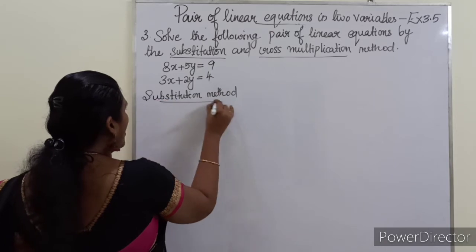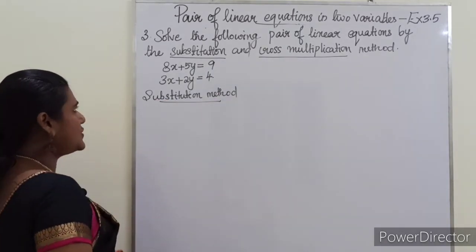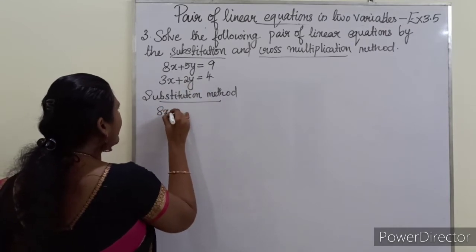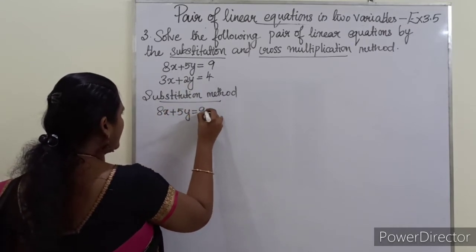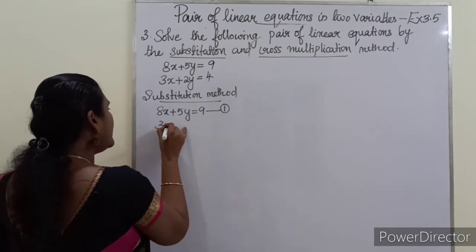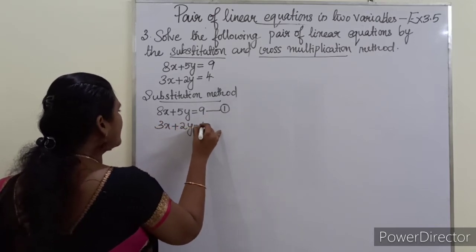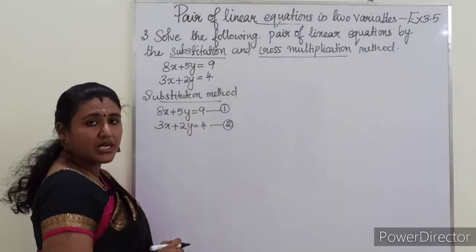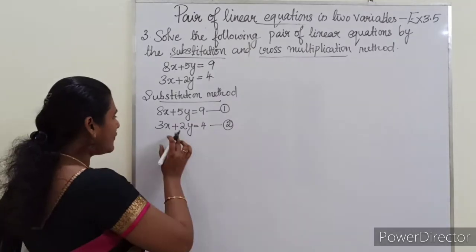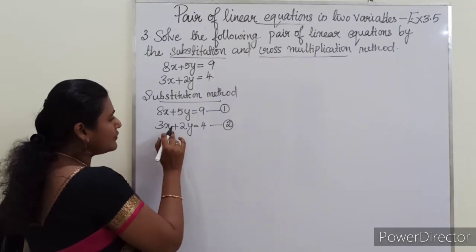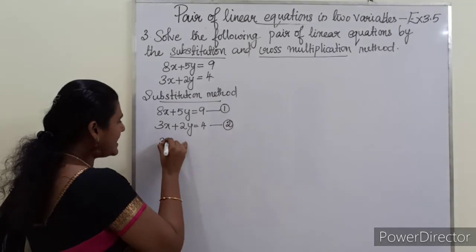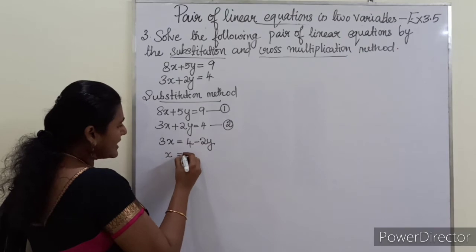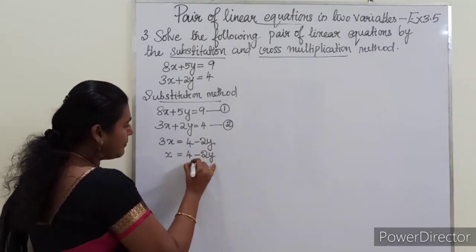So you know how to find the solution using the substitution method. From any one of the equations you find the value of any one variable. So this is our first equation. 3x plus 2y is equal to 4. This is our second equation. From any one of these two equations you find the value of x. So from the second equation I am going to find the value of x. That is 3x is equal to 4 minus 2y. So what is the value of x? x is equal to (4 minus 2y) by 3.